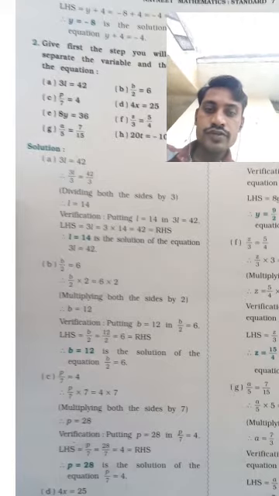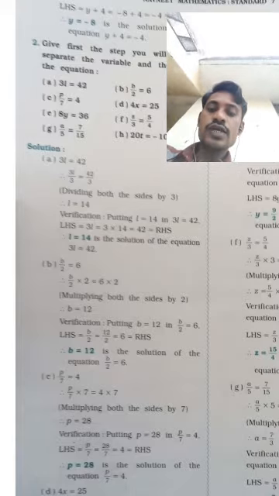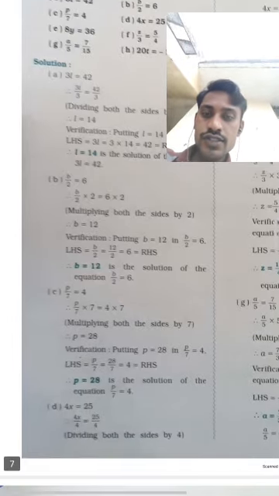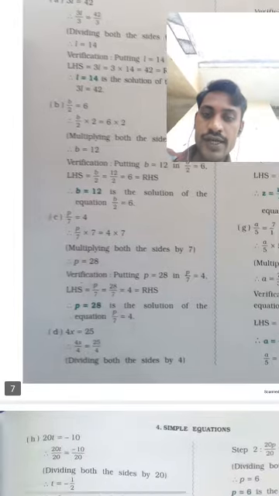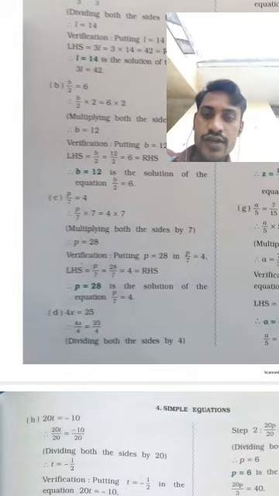Now we verify. Here we have to put the value of b is equal to 12. So b by 2 is equal to 6, means LHS is b by 2, which is 12 by 2, means 6. So b is equal to 12 is the solution of the equation b by 2 is equal to 6. Understood this one also?